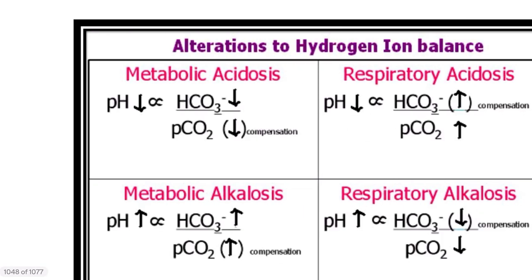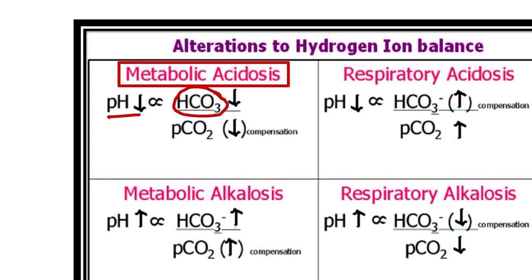Now see the different types of acidosis and alkalosis. First of all, in case of metabolic acidosis, what occurs? pH is reduced, and as it is metabolic, the primary event is the bicarbonate. So when pH is reduced, bicarbonate is reduced, but partial pressure of carbon dioxide is normal, and when compensation occurs, then partial pressure of carbon dioxide is reduced. That means in case of metabolic acidosis, all parameters reduce.